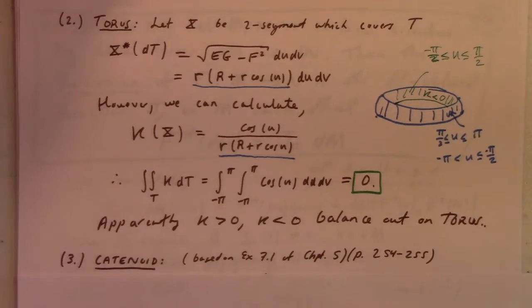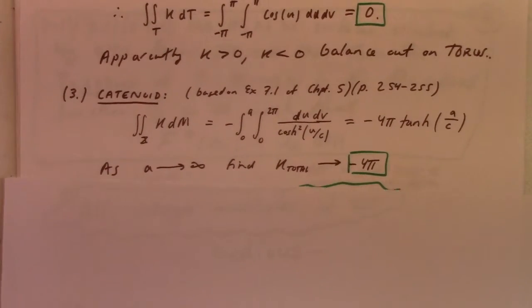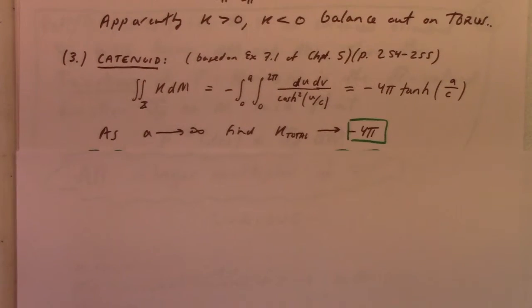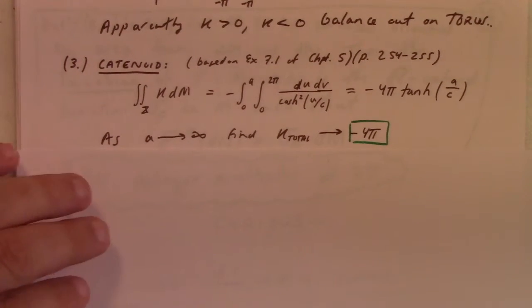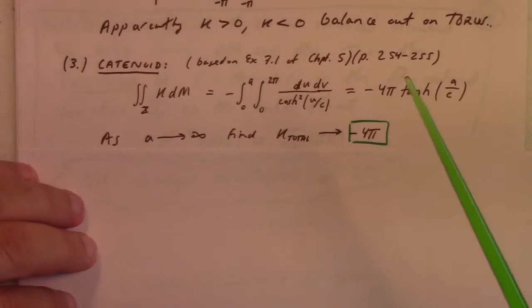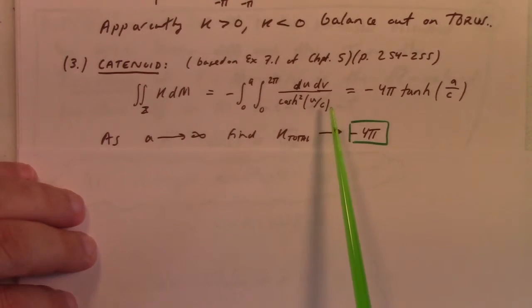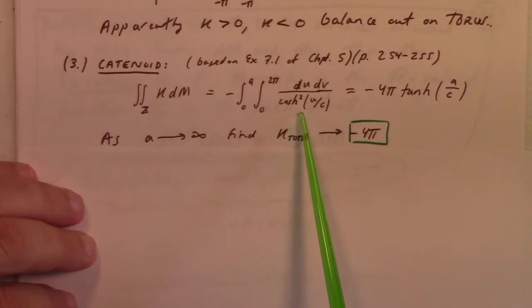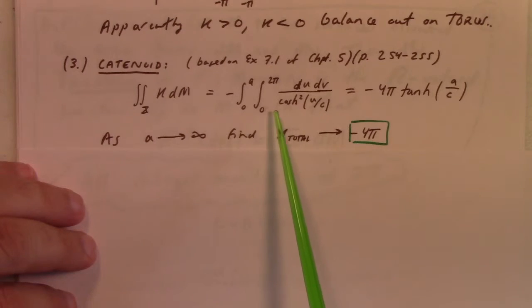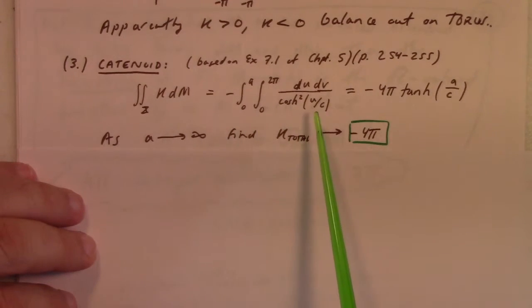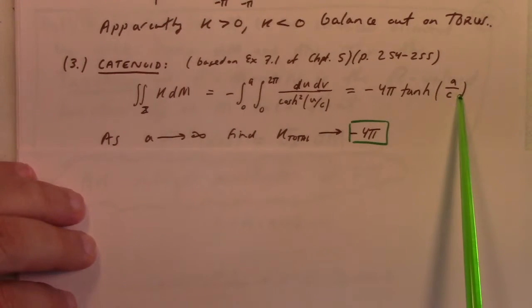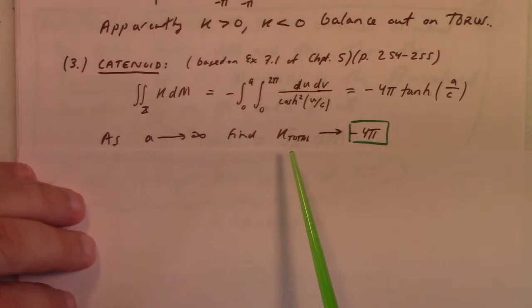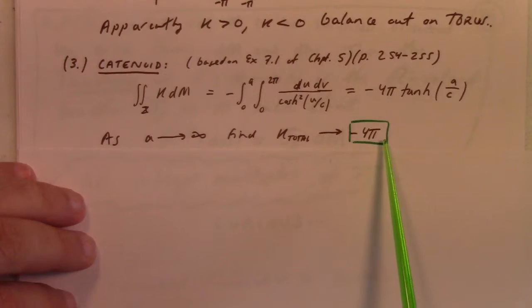Anyway, catenoid. Again, we can calculate the total curvature. I'm not sure we actually derived this. I can't remember if we derived it or not, but the curvature of the catenoid ends up involving a cosh squared. And so you do this integral, and out pops this. But as a goes to infinity, we get that the total Gaussian curvature goes to minus 4 pi.